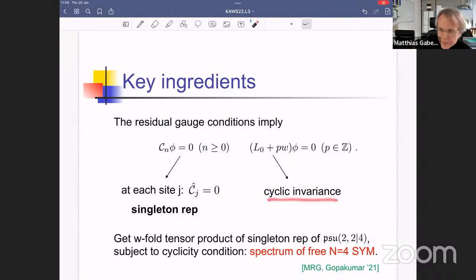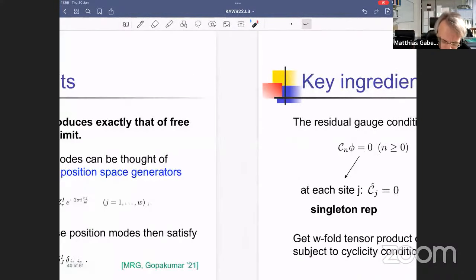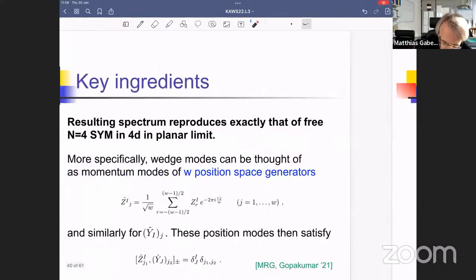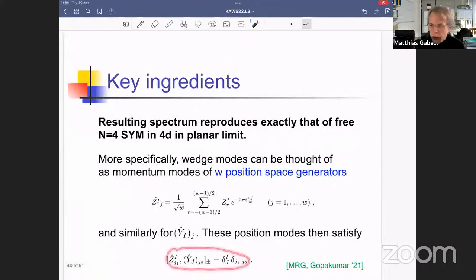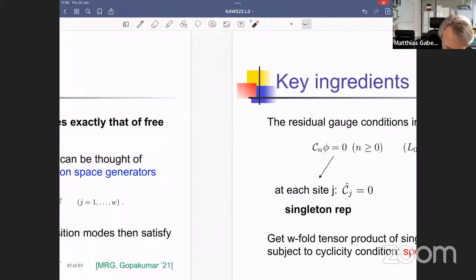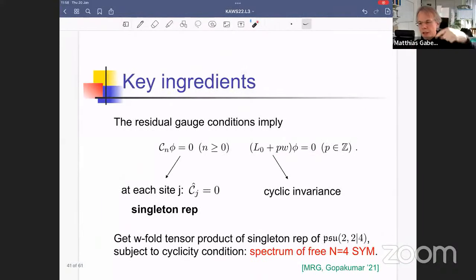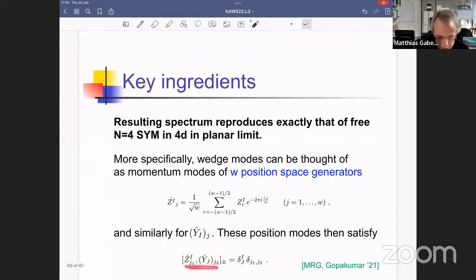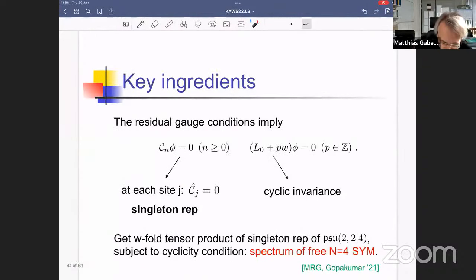the cyclic invariance, since you have W many sites. At each of them, all of these modes are acting. And this condition just means you only retain the degrees of freedom that are cyclically symmetric. And this condition imposes that at each site, you're not keeping all oscillators Y, Z, and Z-bar, but you're only keeping those that satisfy the corresponding C equal to zero condition. That's the way you can get the singleton representation of PSU(2,2|4) from this oscillator construction. And again, that's something that's prominently featured in the spin chain description of this setup.